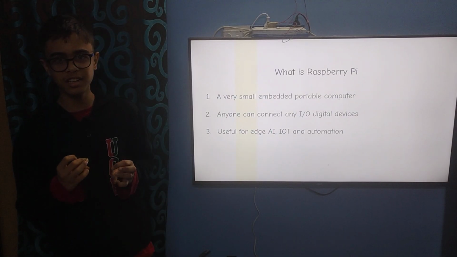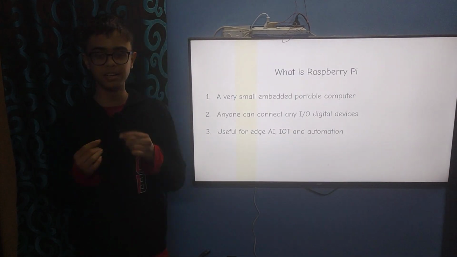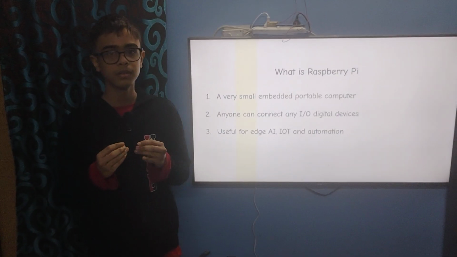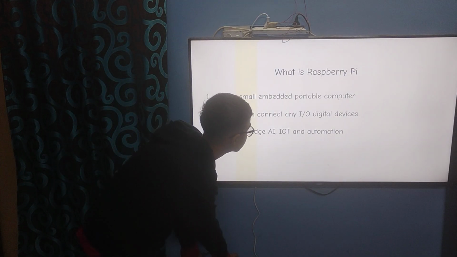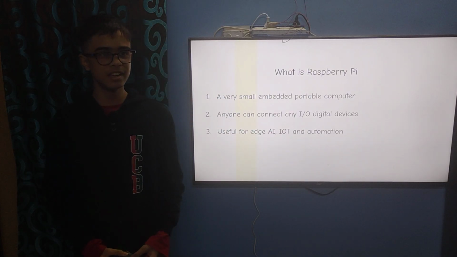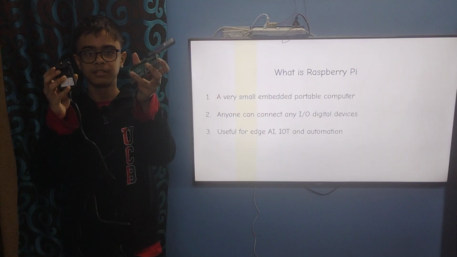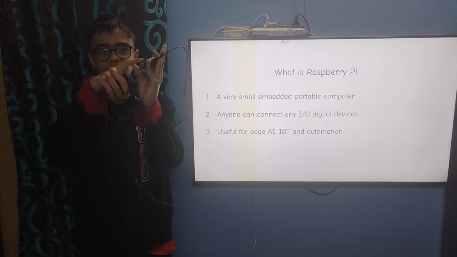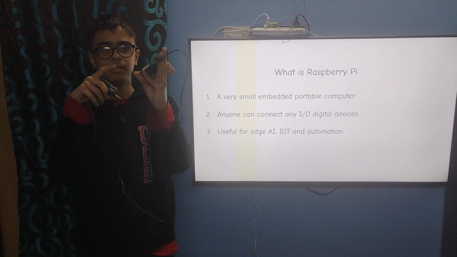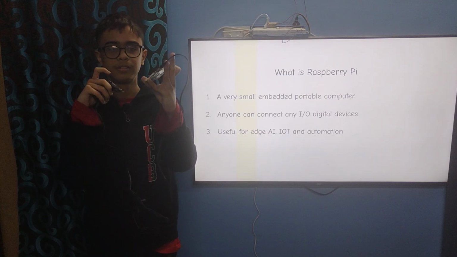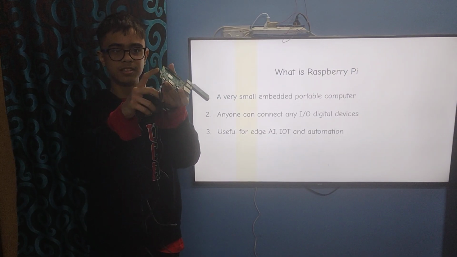Anyone can connect any input-output digital devices. It is useful for AGI and IoT automation. This is a Raspberry Pi. These are the pins of it in which you connect the hardware, and this is your main processor. And this is your SD card.